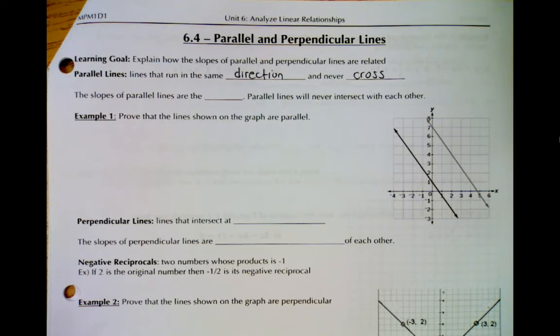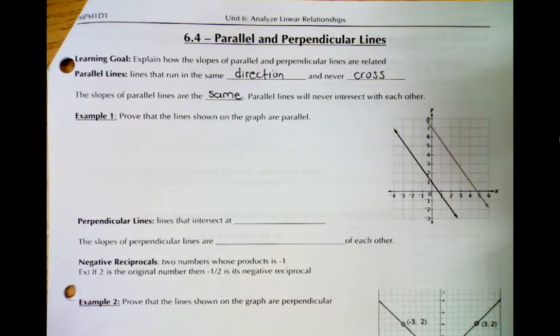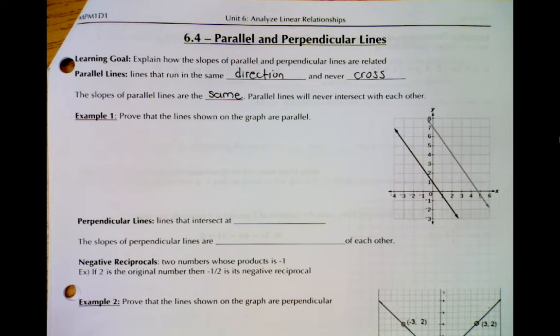And the slopes of parallel lines, if they never cross and run in the same direction, means that they have to be the same slope, which means that parallel lines will never intersect with each other. So if we wanted to prove two lines were parallel, and we knew what the lines look like on a graph, we'd have to show that they have the same slope.